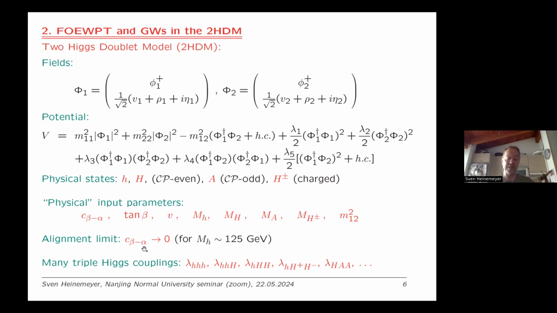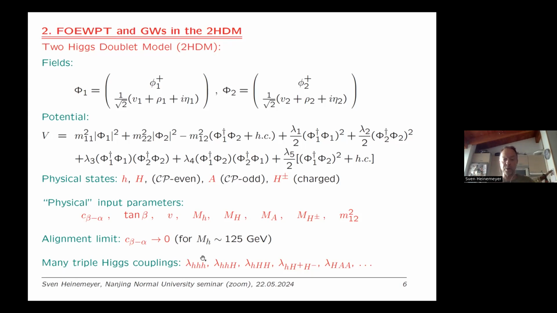And then having this angle cosine(beta minus alpha) going to 0 gives us that all the couplings of the light Higgs are identical to the Higgs in the standard model. And then it also naturally agrees with the measurements that we have at the LHC, where we know that the Higgs boson observed there behaves within 10% or so like predicted in the standard model.